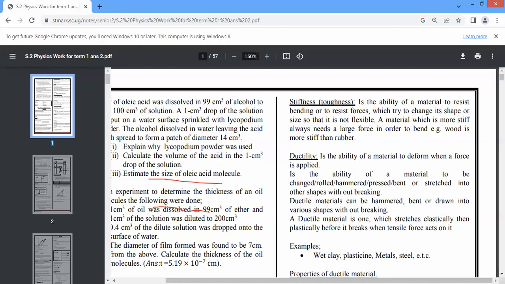Maybe the other thing that you can talk about is the examples of strong materials. The examples you can write, concrete is one of them. Concrete is one of examples of strong material. And the other one is all metals, also strong materials. Metals are also strong materials.